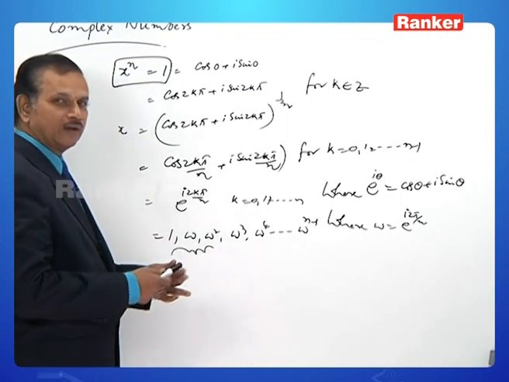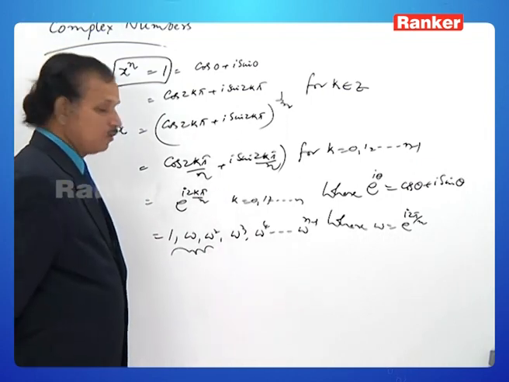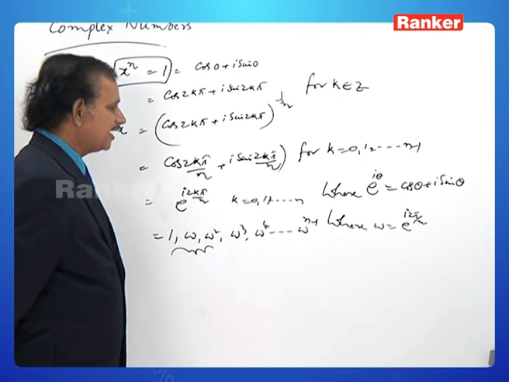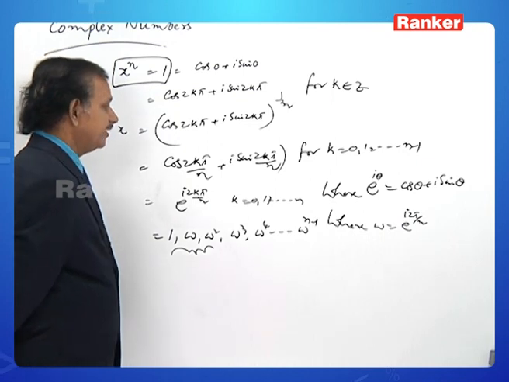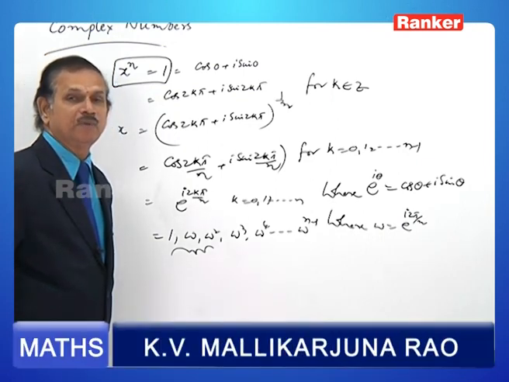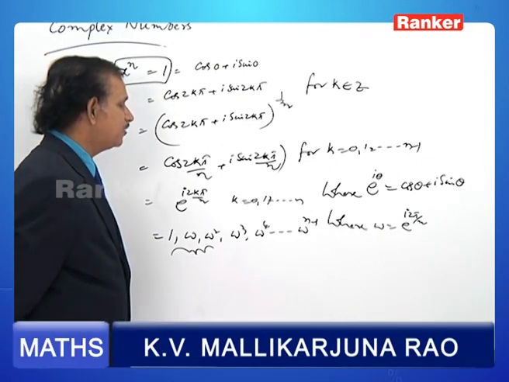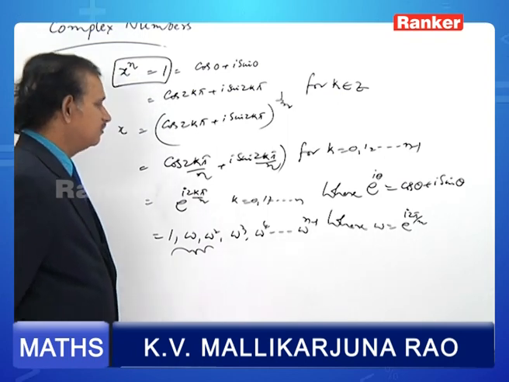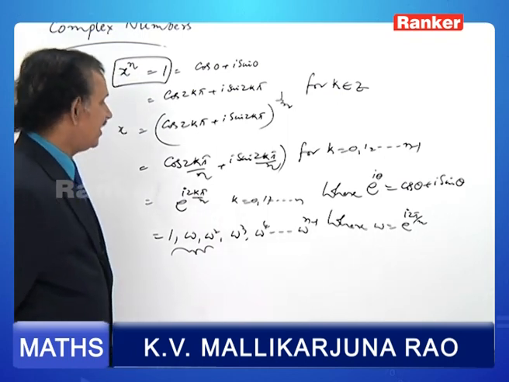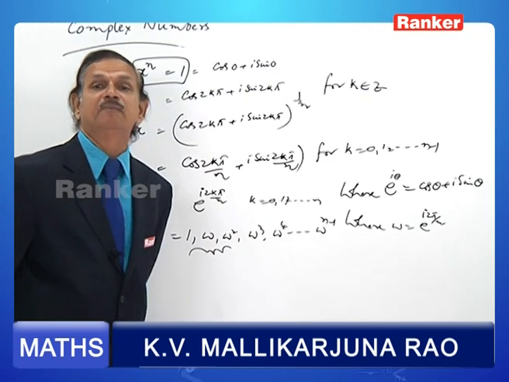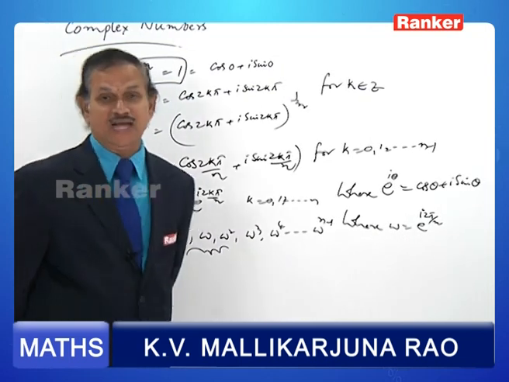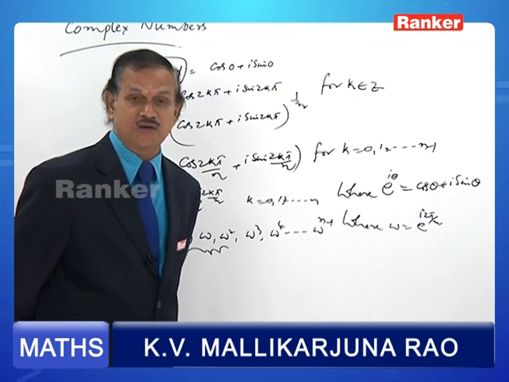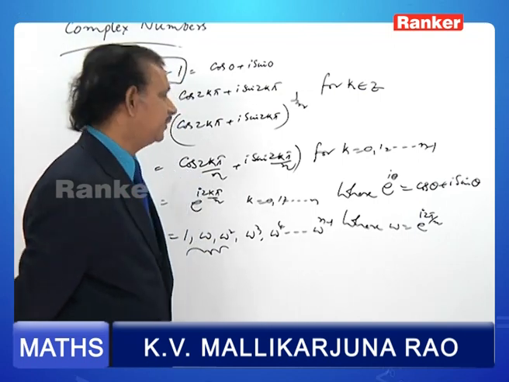1, omega, omega square. What is omega? E power I 2 pi by 3. What is omega square? E power I 2 pi by n, where n is 3, so omega square is e power I 4 pi by 3. Thereby you will be able to have the modulus and amplitude forms for omega and omega square also here.